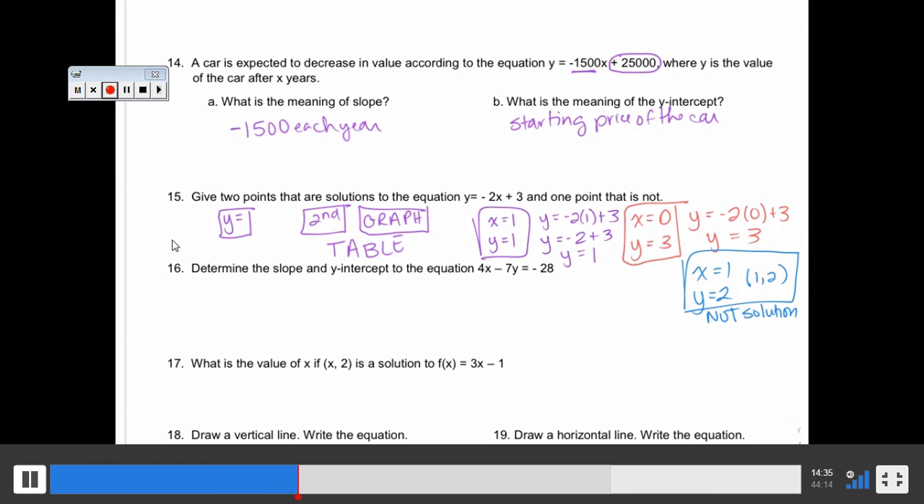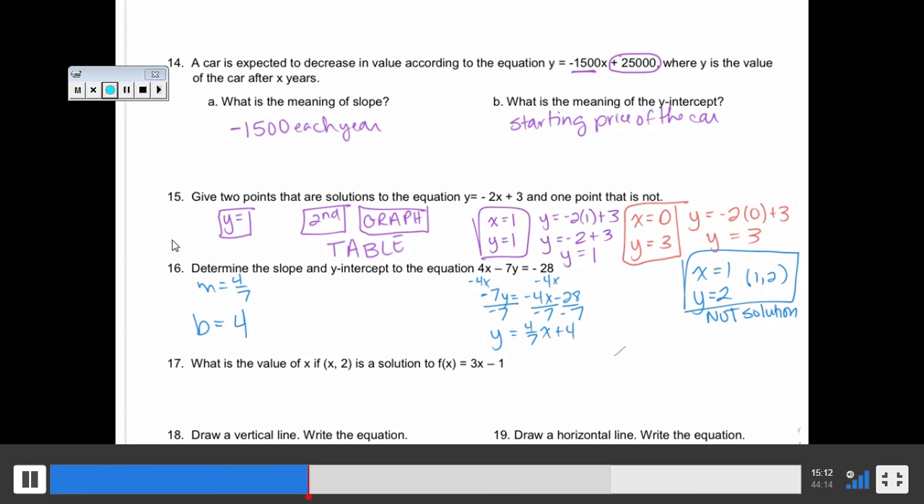For number 16, if we need to find the slope and y-intercept, the easiest way to identify is to put this in slope-intercept form. So minus 4x. You got to get the y by itself, so negative 7y equals negative 4x minus 28, and divide by negative 7 under every term. This is not the time to not do it individually. Y equals 4/7 x plus 4. So the slope is going to be in front of the x, 4/7, and the y-intercept is going to be the plus 4.